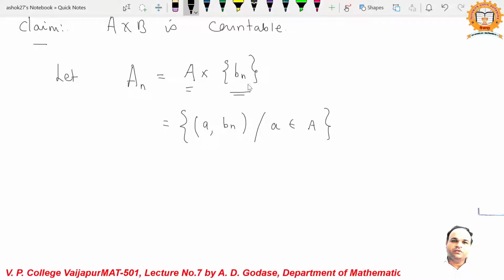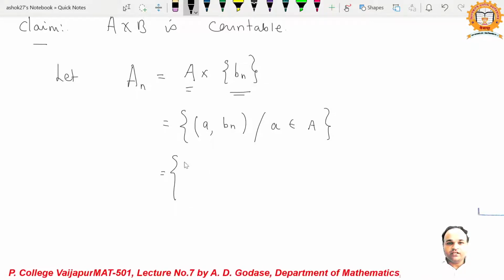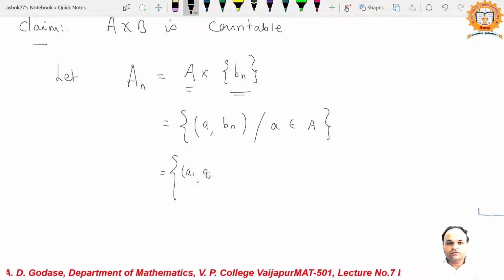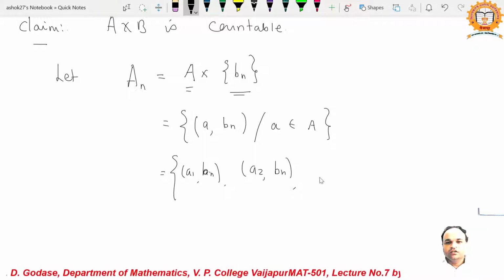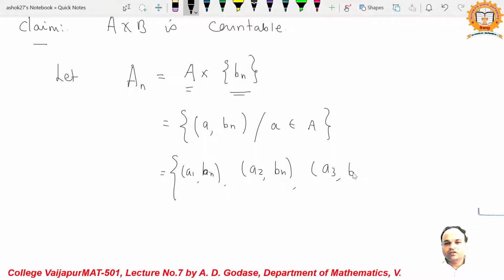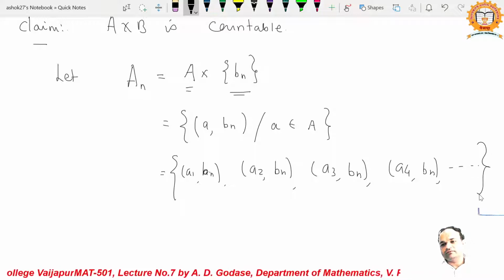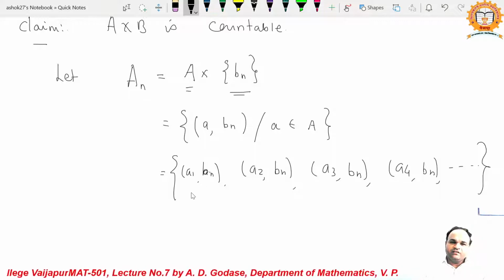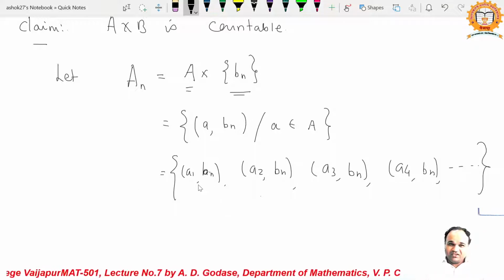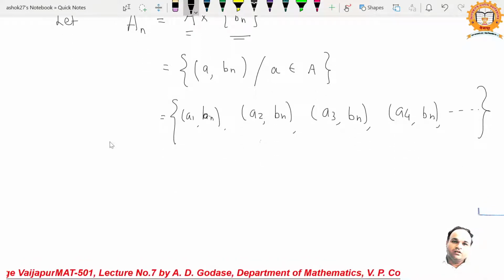So we are taking the cross product of the singleton Bn with capital A. You can observe the elements of capital An. The first element will be A1 Bn. The second element will be A2 Bn. The third element is A3 Bn. The fourth element will be A4 Bn, and likewise it goes to infinity. So this is capital An. You can see this is the first element, the second, the third, the fourth. So it is a countable set. You can give counting to the elements of An. So naturally it will be a countable set. See, hence you can write.